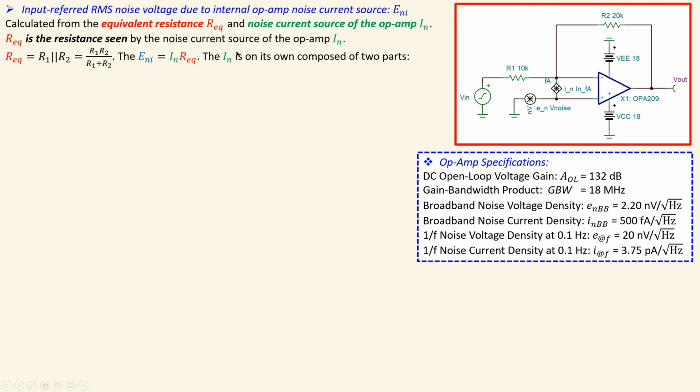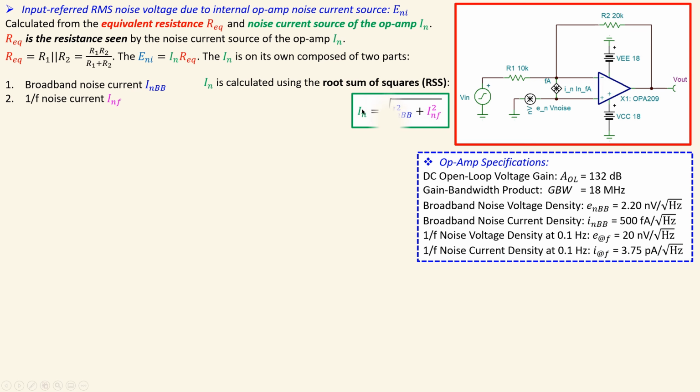But this is the I sub n, so the capital letter I sub n on its own is also composed of two parts. Again, the broadband noise current and also the 1/f noise current. So that will also be calculated using the root sum of squares, again in similar form. So we need to calculate them one by one. Let's do that again in a similar form.